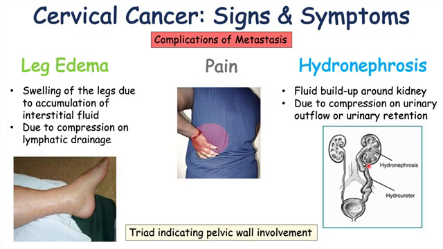All three of these findings are a triad indicating pelvic wall involvement. So this is something that can be helpful in determining pelvic wall involvement. If you see leg edema, back pain, and hydronephrosis, these are a triad indicating pelvic wall involvement.